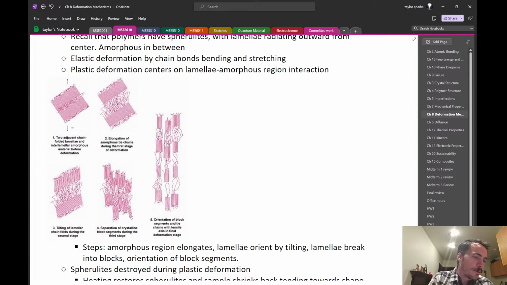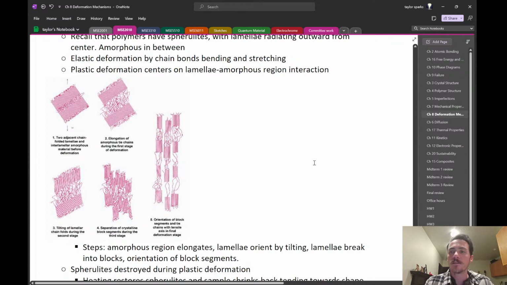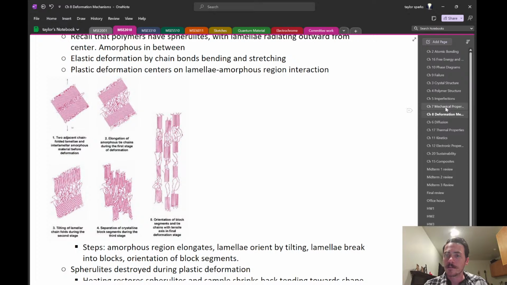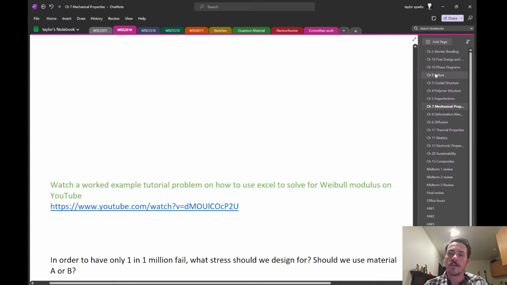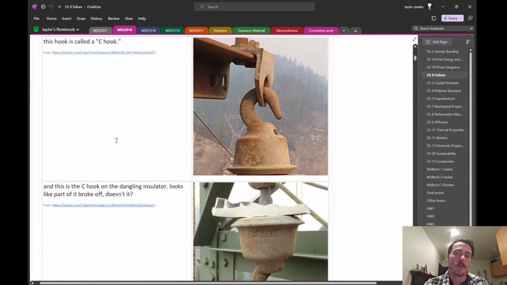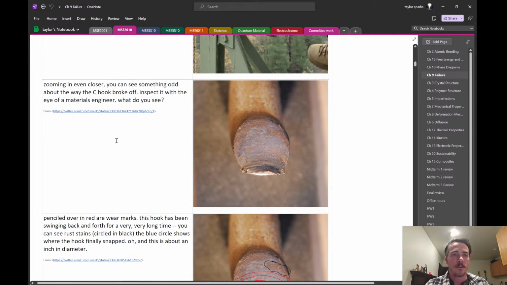Could we review fractography? Fractography we learned about in chapter, might have been 7? I think it was 7. Oh no, that would be back in 9. Sorry, chapter 9 was failure. We learned about fractography. So an example of fractography is shown right here.